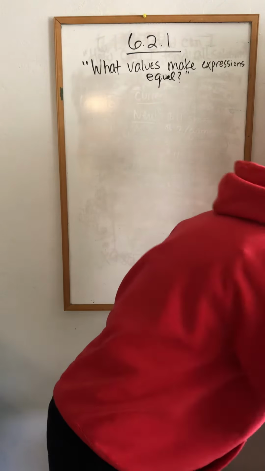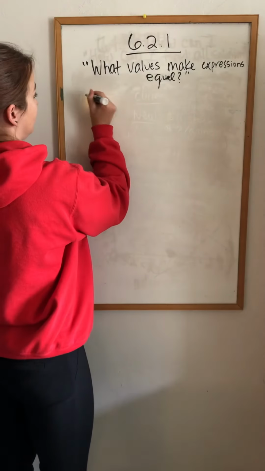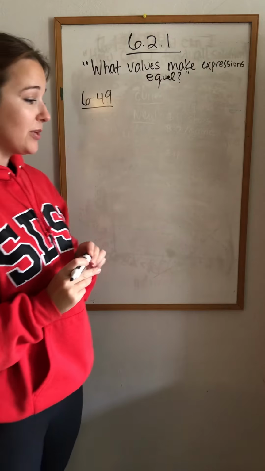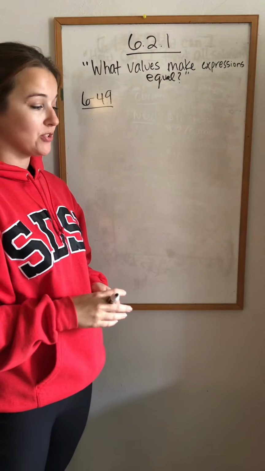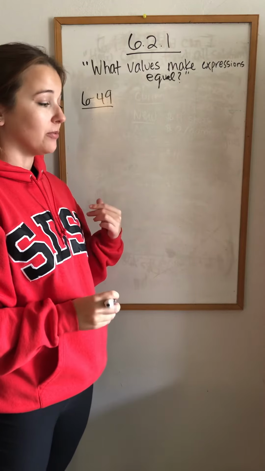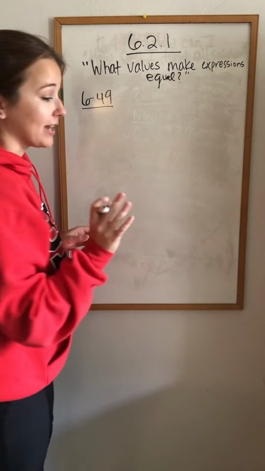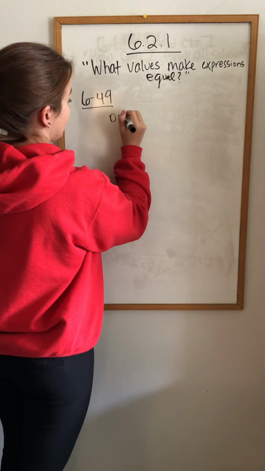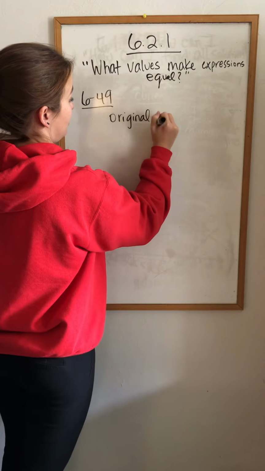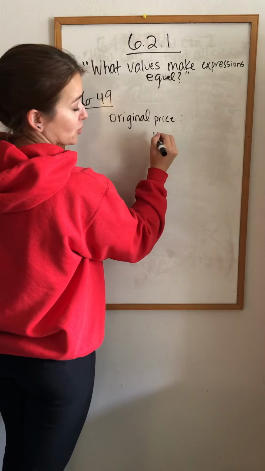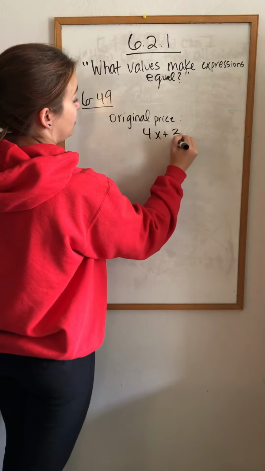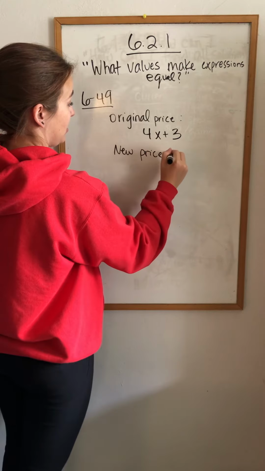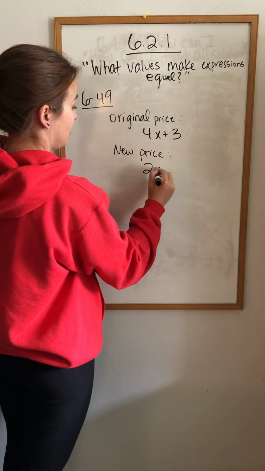Okay, so 6-49 is next. And it says, will they ever be equal? Sandeep decided to represent the two price plans from the previous problem with these expressions, where X represents the number of games. So here is the original price that is written down there. And he put the expression 4X plus 3. And the new price, the expression he wrote was 2X plus 11.